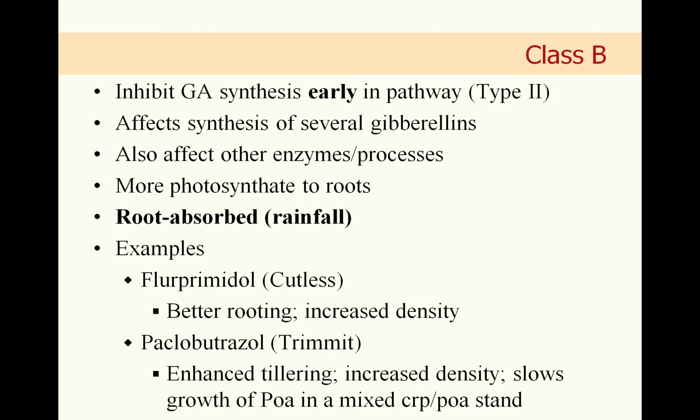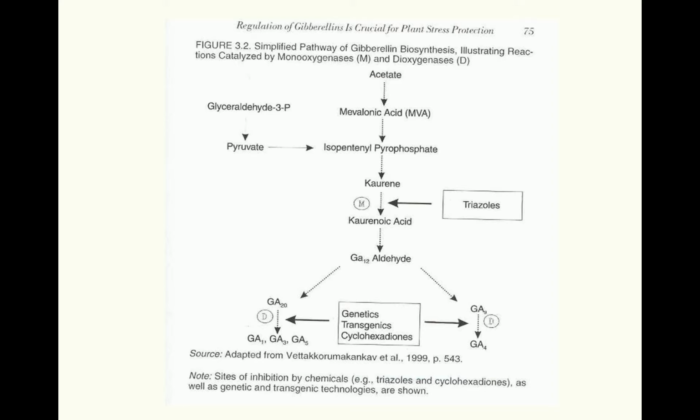This is a root-absorbed compound. Here are some examples: primidol, also trade name Cutlass, and then paclobutrazol, very commonly used for slowing the growth of Poa when you have both creeping bentgrass and Poa together in a mixed stand. So here's what I was just referring to.